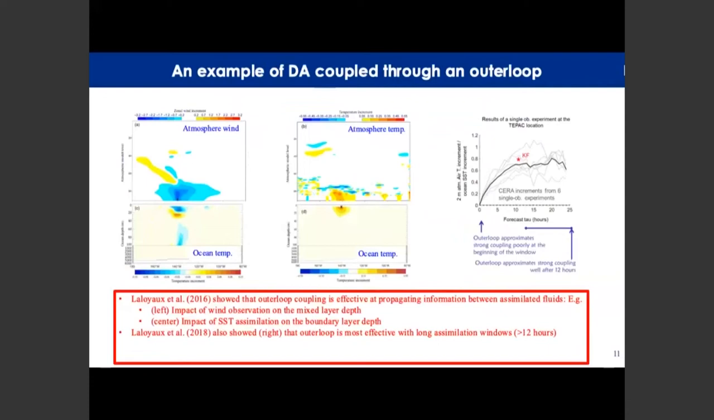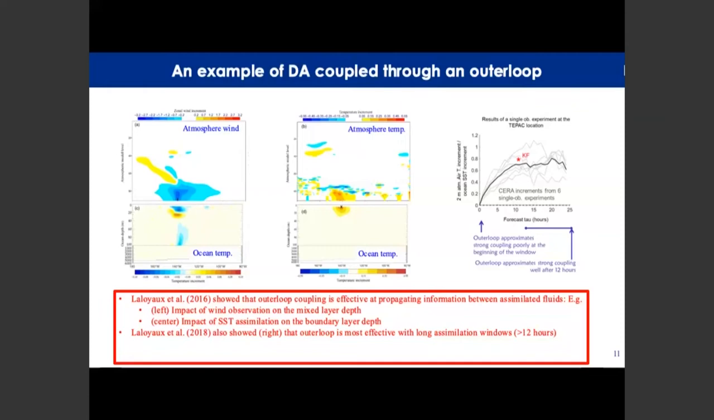There was a sequence of papers written about the benefits of outer loop coupling. The left and middle panels show how, for example, an atmospheric wind measurement makes an increment in the atmosphere, but also, through the mixed layer of the ocean, adjusts where the mixing is happening in the ocean. The central panel shows how an SST measurement improves not only the ocean mixed layer, but also the atmospheric boundary layer. One limitation of outer loop coupling is that it takes a system about 12 hours to come into balance when you increment ocean and atmosphere in unbalanced ways.